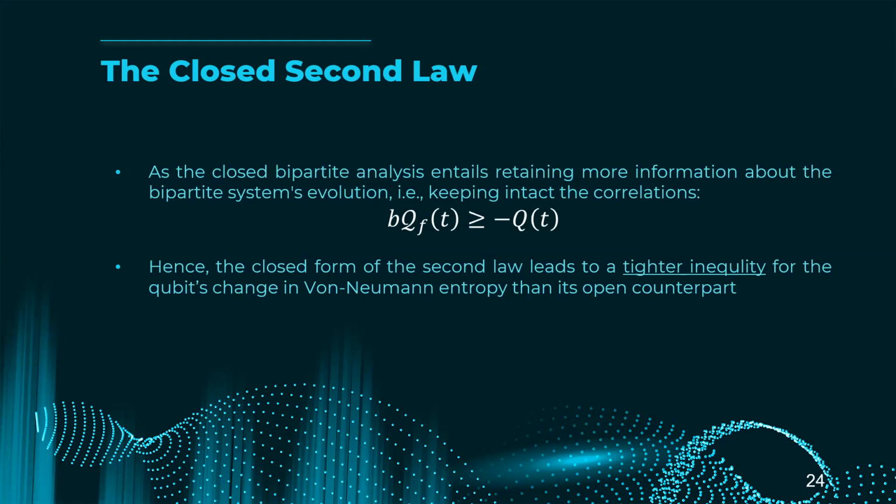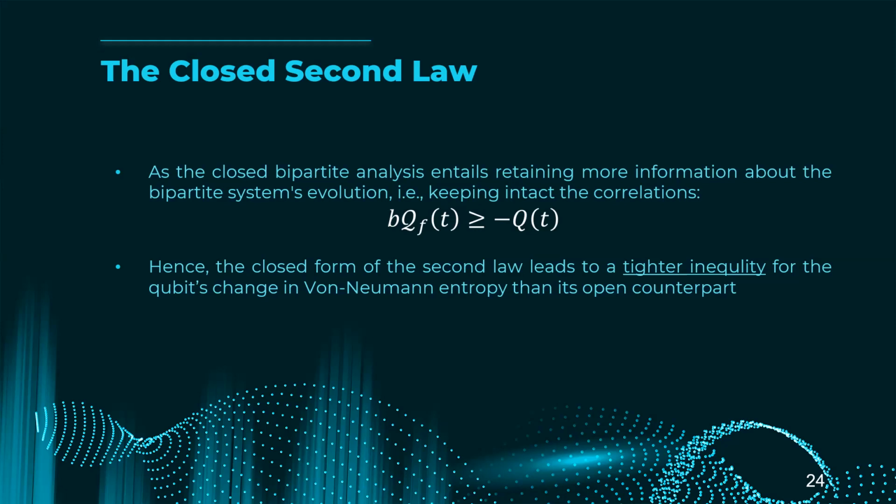This is because the bipartite work done on the field is always greater than the energy change of the thermal part. So it's a tighter bound on the change of the von Neumann entropy. It's also because the self-work term turns out to be always negative. As you saw, it was the negative of the modulus square of the coherences. So this bound is always tighter if you take out the self-work from the heat instead of from the open heat.